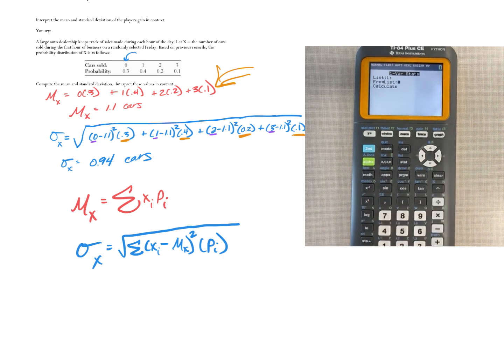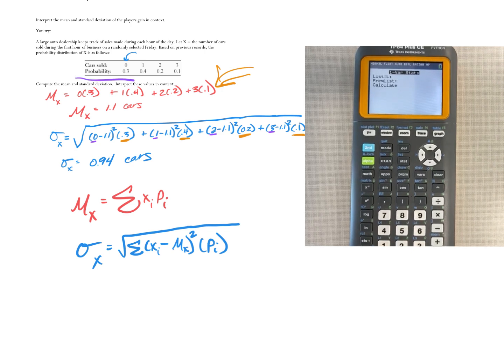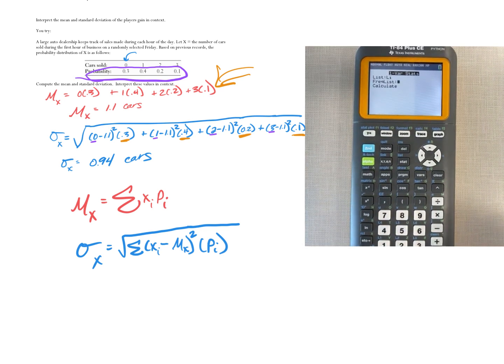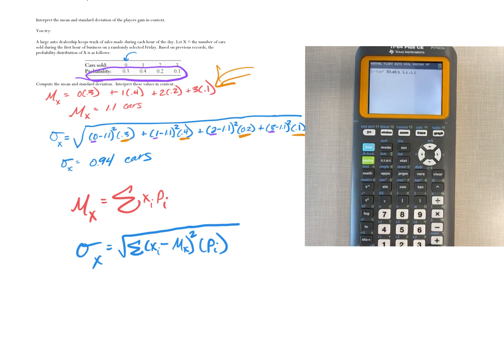Before, we left this frequency list blank. But when you think about it, probabilities are really just how frequently certain outcomes can occur. So you can tell it to find the mean and the standard deviation of L1 when those outcomes happen with the frequency of the probabilities you put in L2. And I can go in and do that this way.